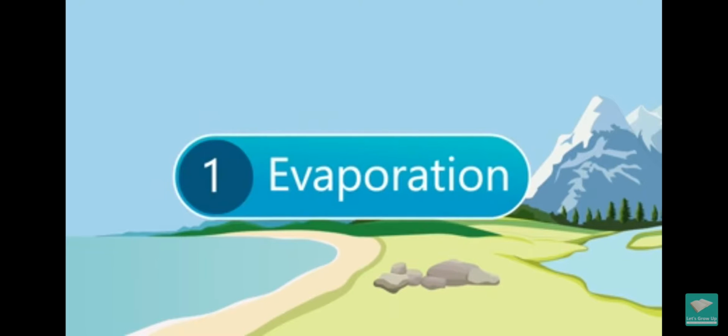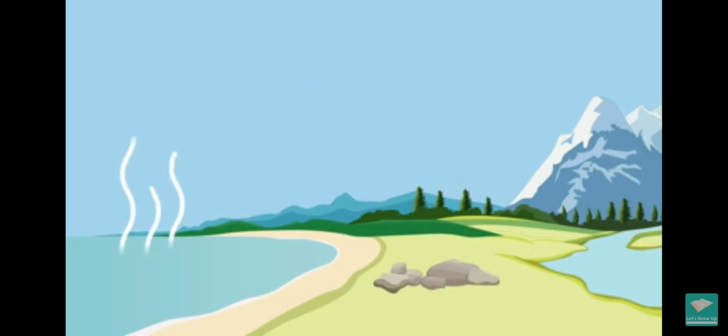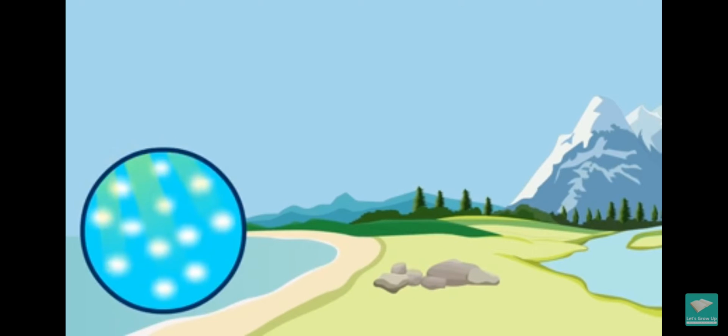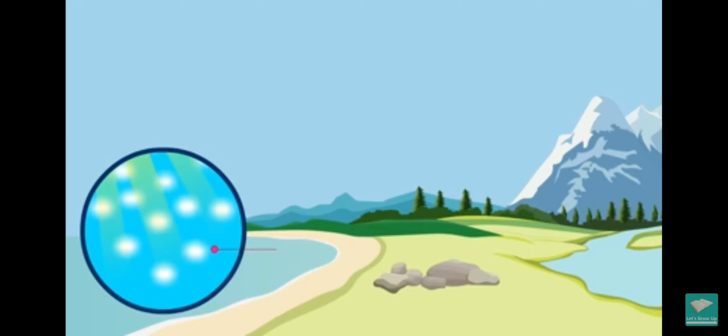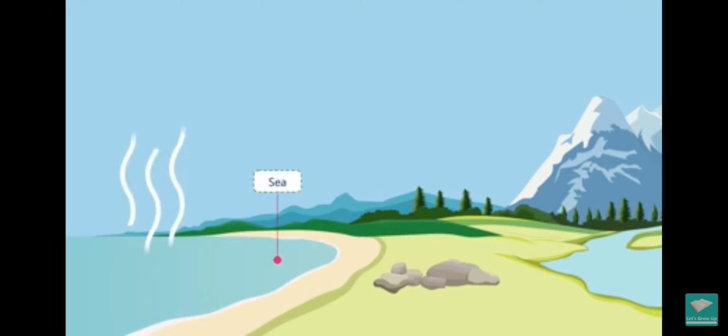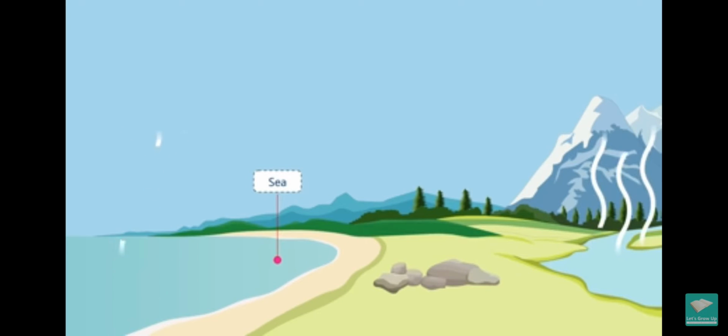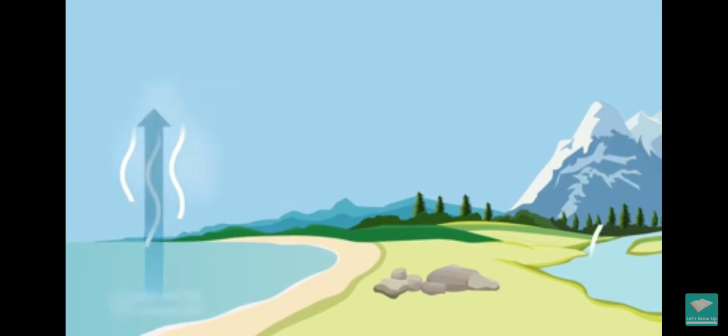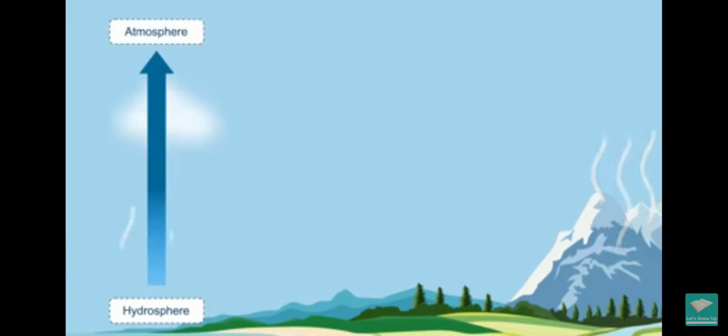Evaporation. The water cycle starts with evaporation. It is a process where water at the surface turns into water vapor. Water absorbs heat energy from the sun and turns into vapor from water bodies like the oceans, the seas, the lakes and the river bodies. These are the main sources of evaporation. Through evaporation, water moves from the hydrosphere to the atmosphere. As the water evaporates, it reduces the temperature of the bodies.